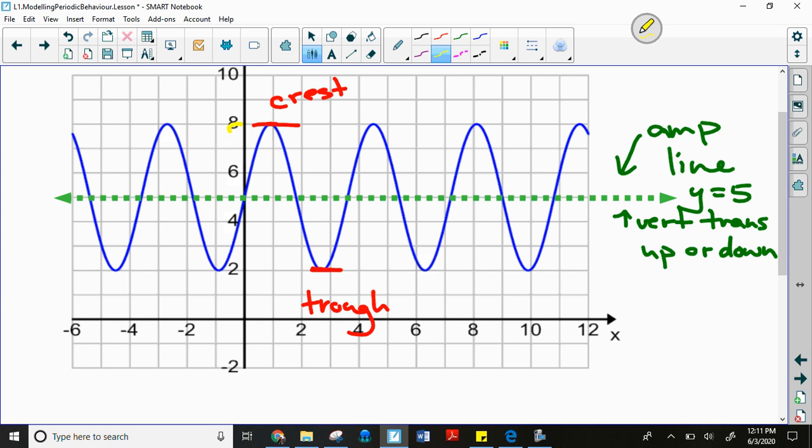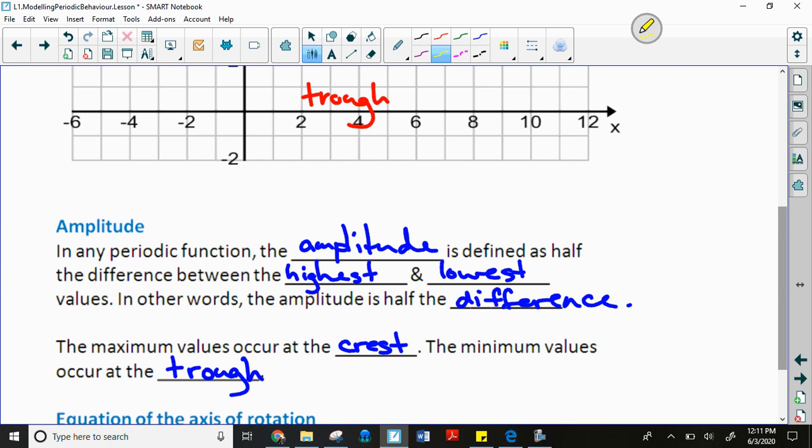But if you've got your amp line on there and you know how high and how low it's going, it's just the distance from your amp line to the top and your amp line to the bottom. So the amplitude here is 3. Amp line, vertical, crest, trough, done.